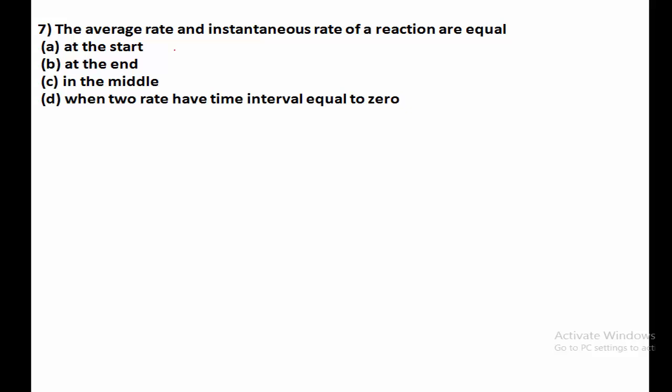That is, when dt is equal to 0 and delta t is equal to 0, then the average rate and instantaneous rate values become equal. That can be explained with the help of a graph. So refer the graph of average rate and instantaneous rate. There you come to know. So option D is the right one.